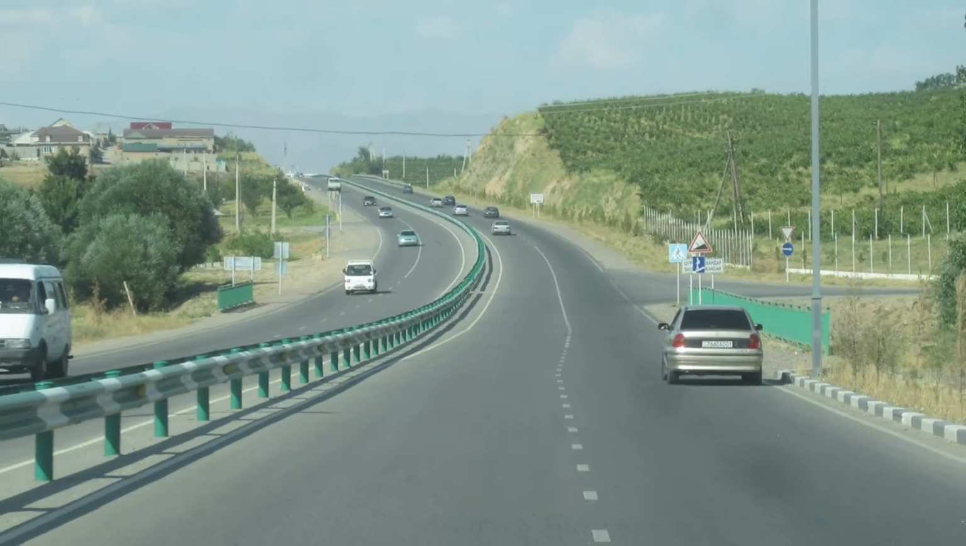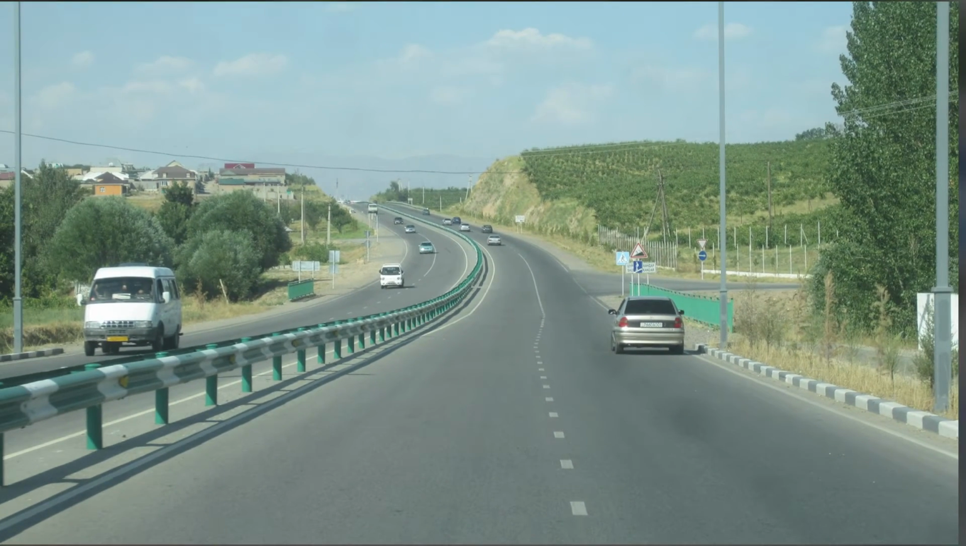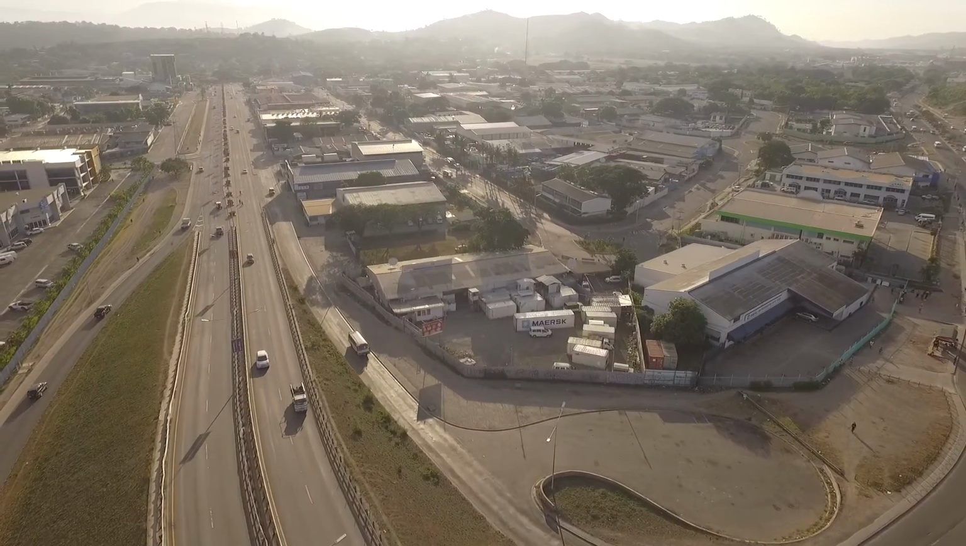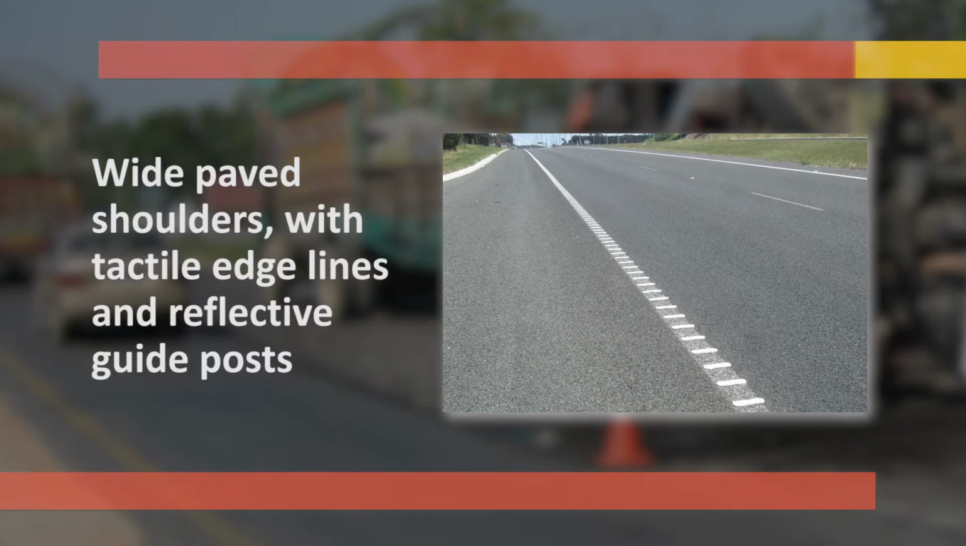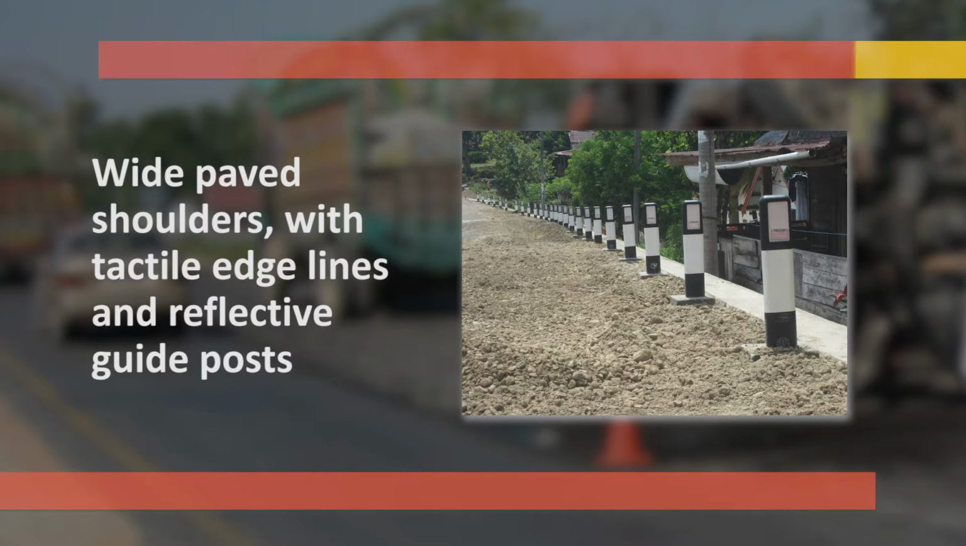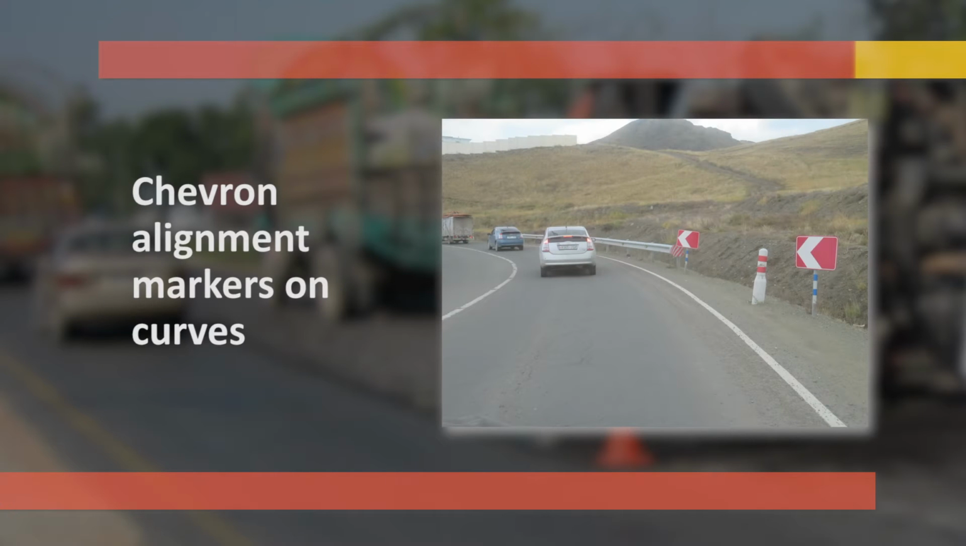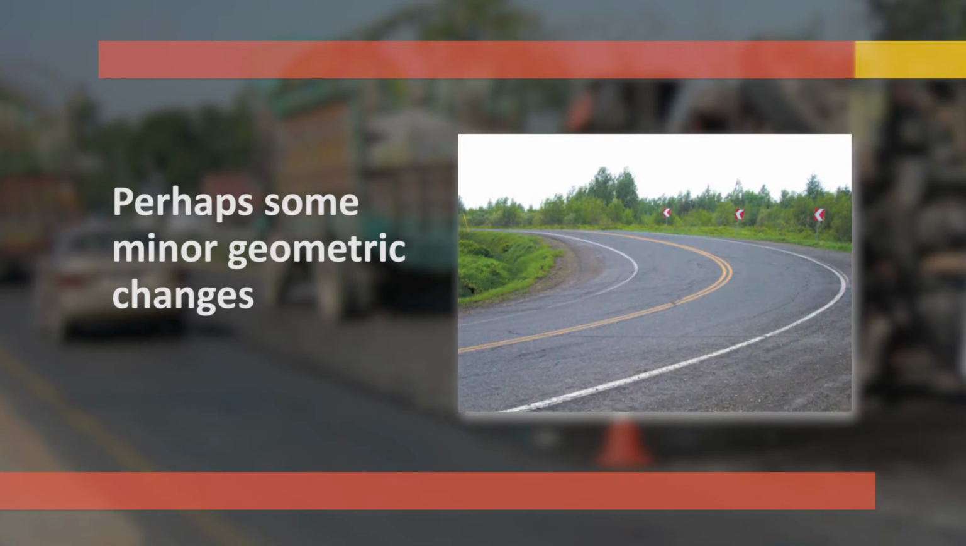Once we have identified and investigated a roadside hazard, we need to decide what treatments to implement. If our aim is to keep vehicles on the road, we consider a package of treatments, such as wide paved shoulders with tactile edge lines and reflective guideposts, chevron alignment markers on curves, and perhaps some minor geometric changes.